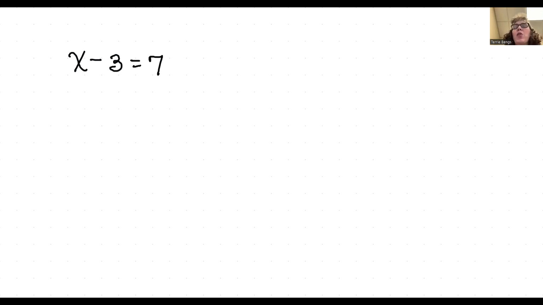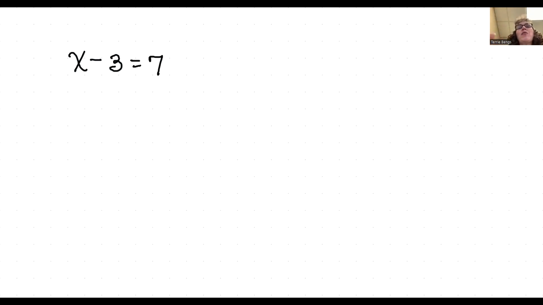So the first equation we're going to look at here says x minus 3 equals 7. So the whole goal in linear equations is that we want to get x by itself and everything else on the other side of the equation. So we want to move that minus 3.